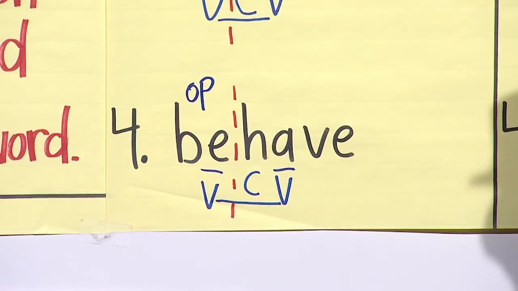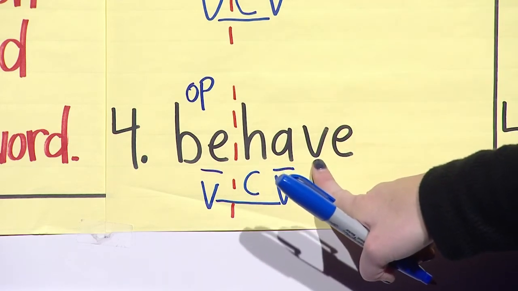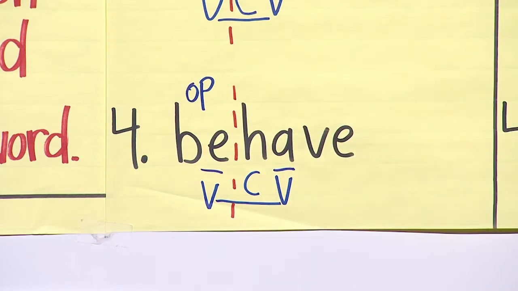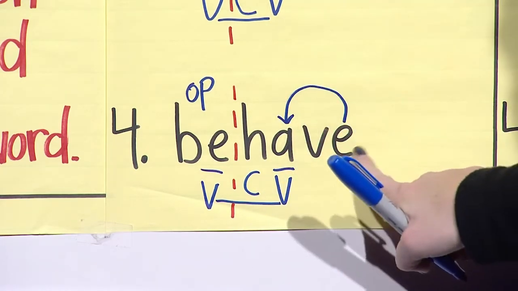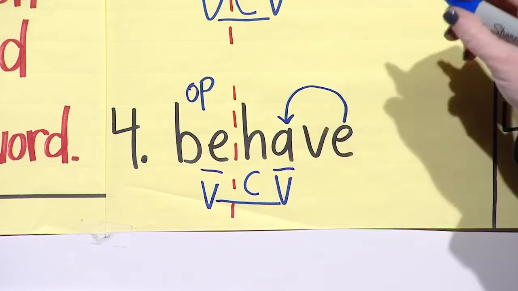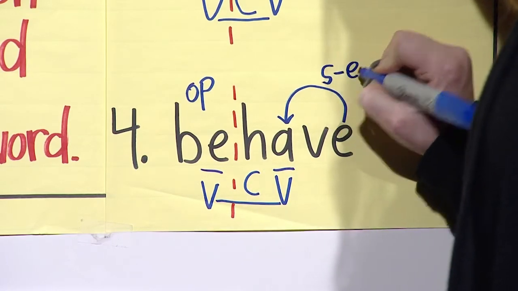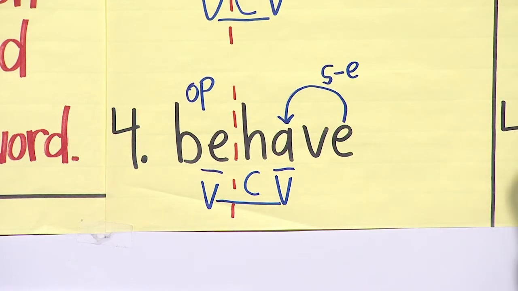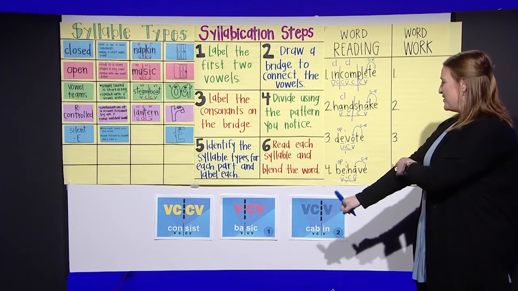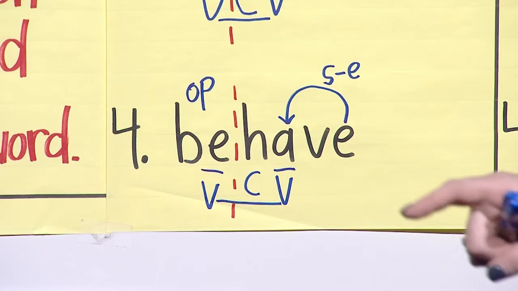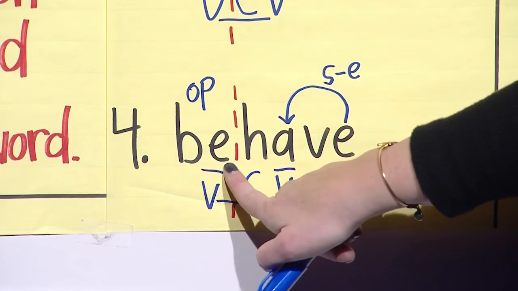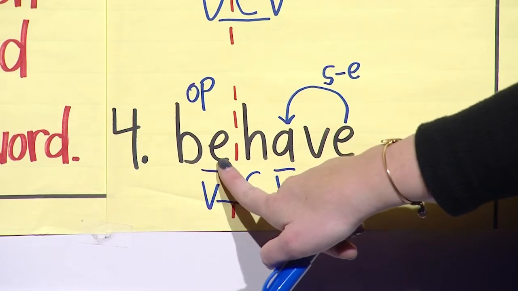Look at your second word part. What vowel do you see? A, followed by consonant V and a silent E. That's correct. So how will we code that? That's right. We'll draw an arrow from our E to our A to remind us that E is silent and it makes that vowel long. And we'll label it with S-E. Great job. All right, we're ready for step 6. Read each syllable and blend the word. All right, I'm going to point. You read them again for me. B, E, B.